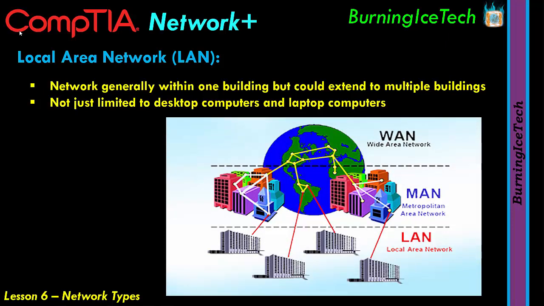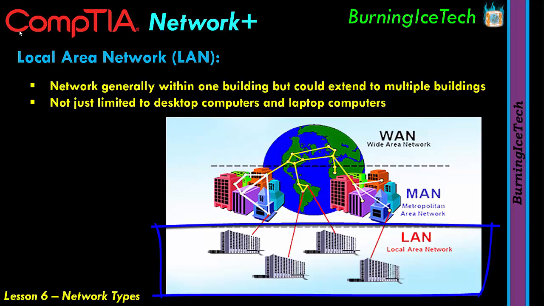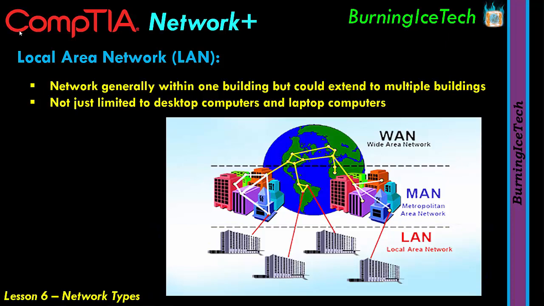So if you look at this little picture, I'm going to use it for LAN, MAN, and WAN. Look at the bottom section of that picture. You can see there's 4 little buildings there. Within each of those buildings, we've obviously got a bunch of laptops, desktops, phones, and tablets. And in every one of those buildings, all of those devices are connected to one another using a LAN.